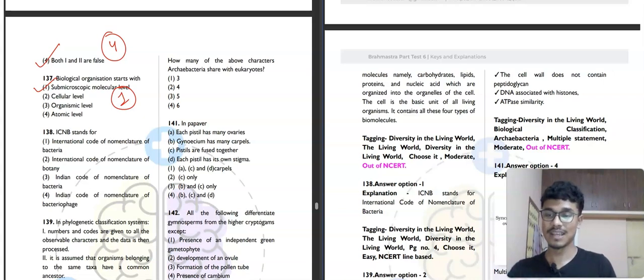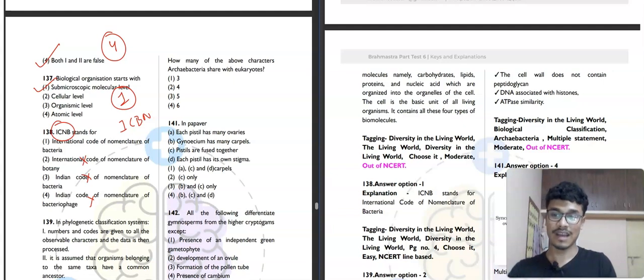ICNB. ICNB stands for International Code of Nomenclature of Bacteria, International Code of Nomenclature of Botany, Indian Code of Nomenclature of Bacteria, and then Indian Code for Nomenclature of Bacteriophage. These are incorrect. This is ICNB, this is not ICBN, don't get confused. ICBN is International Code for Botanical Nomenclature.